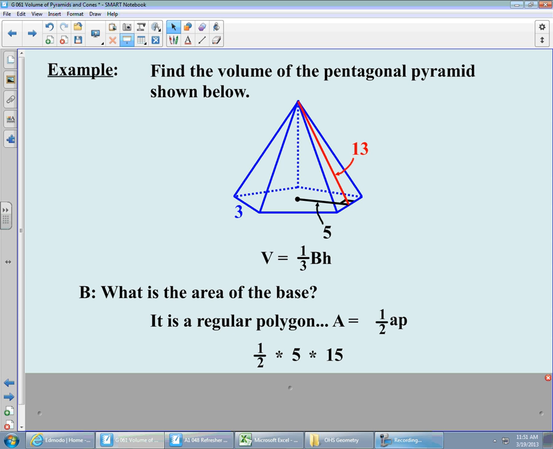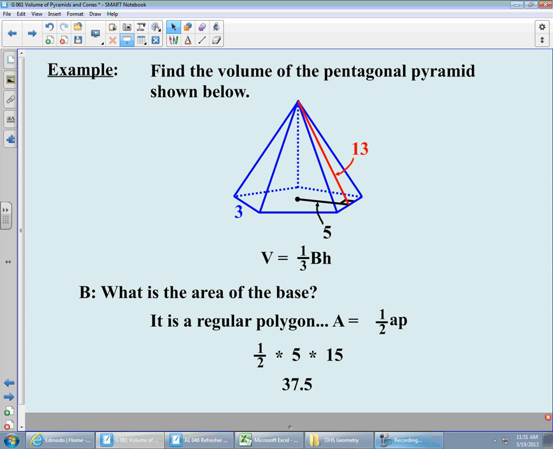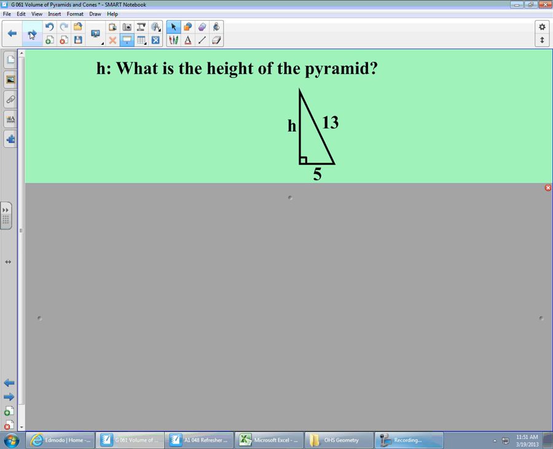Half of that should be 37.5. Okay, so there it is, big B. Not a difficult calculation, just plugging in our numbers. All right, that's going to bring us to h in the discussion, the height of the pyramid.